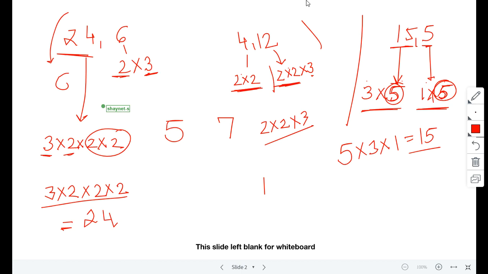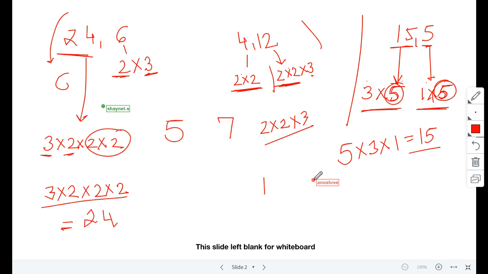Have you completed it? Okay, so find the LCM of this. First, prime factorize both the numbers and see the common number. Write the common number, write the uncommon number. Multiply them all together, you'll get the LCM. One by one, step by step.